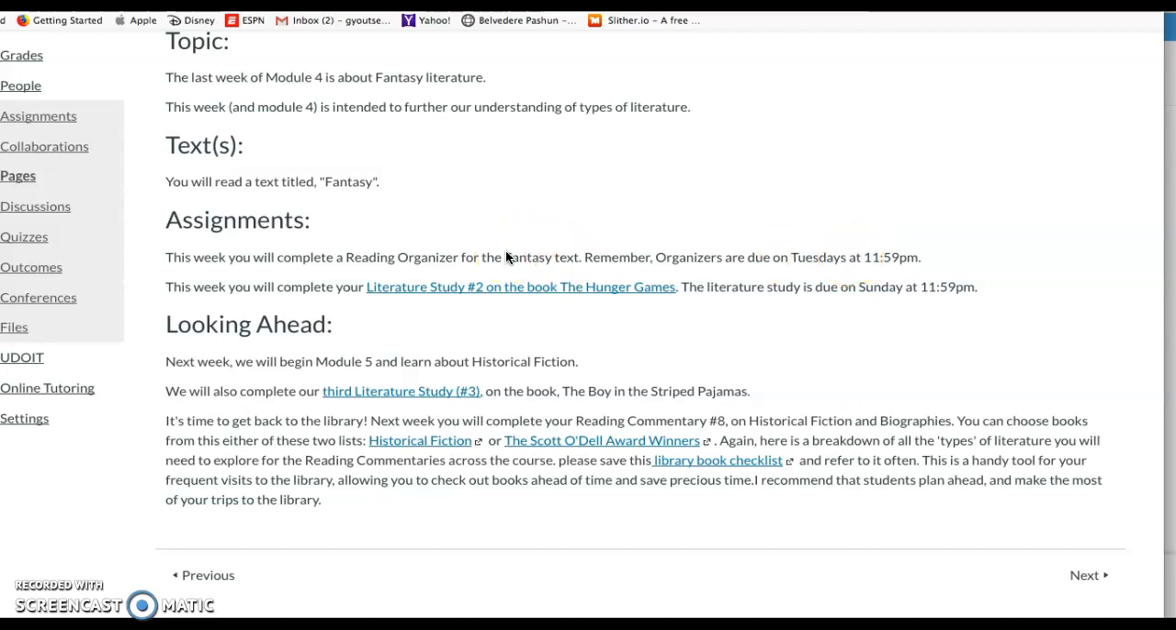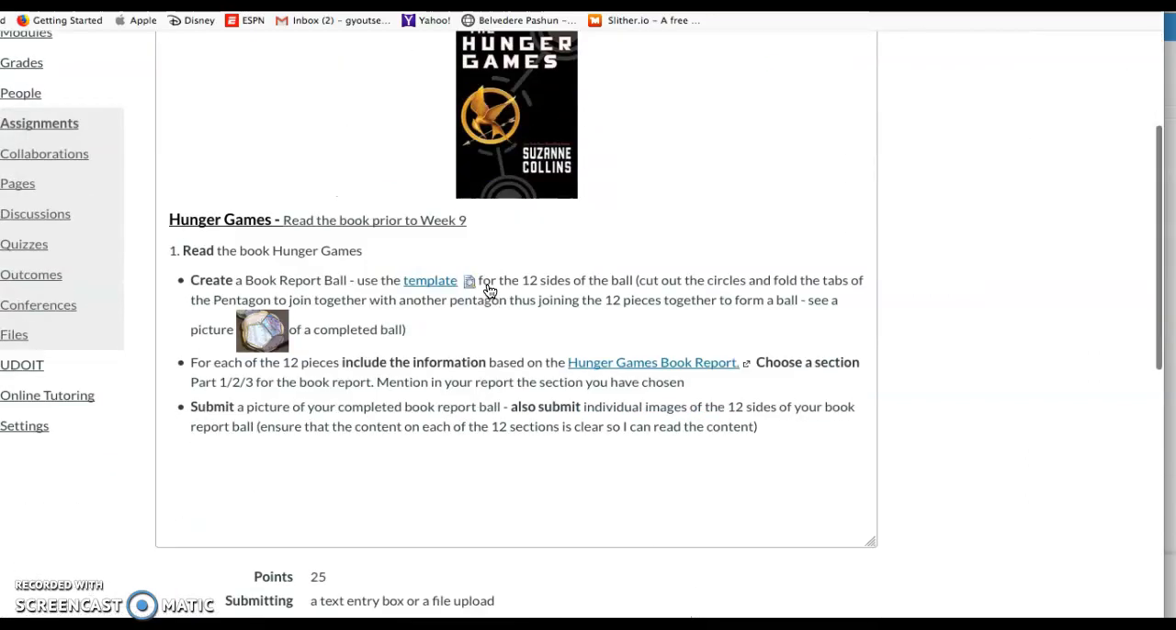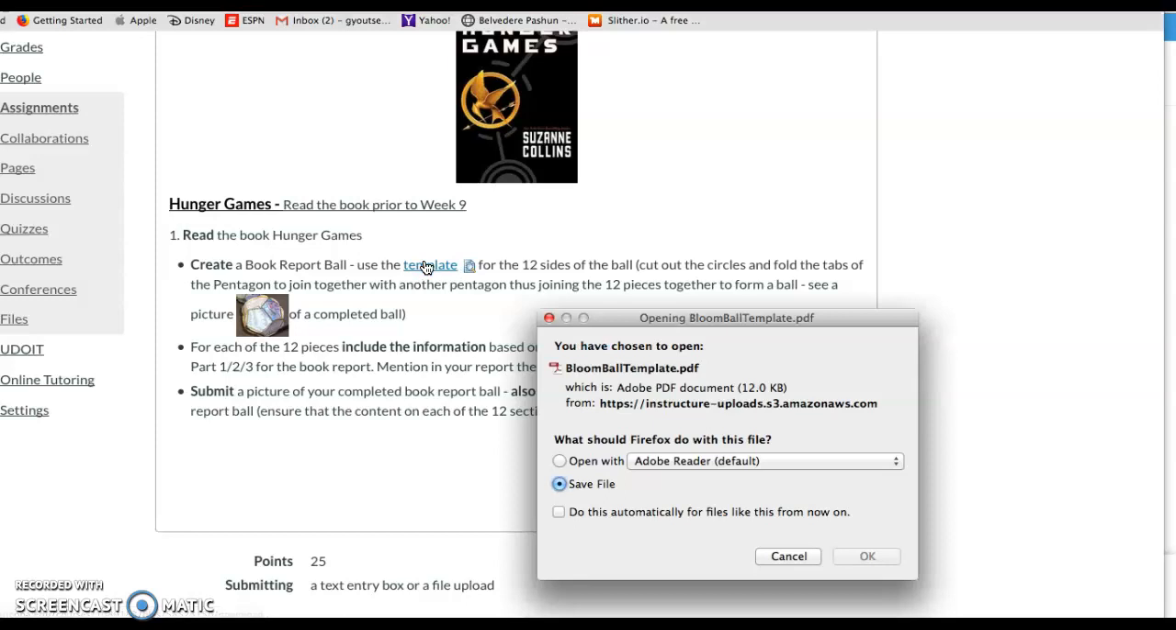Then your focus is simply going to be on the Hunger Games. And this is how we complete our assignment. You are going to be creating a ball. It's called a Bloom's ball, and it requires you to print out the template. So you must have a printer because it is something you're going to do at home. You need to click on the template, and I'm just going to open it here.